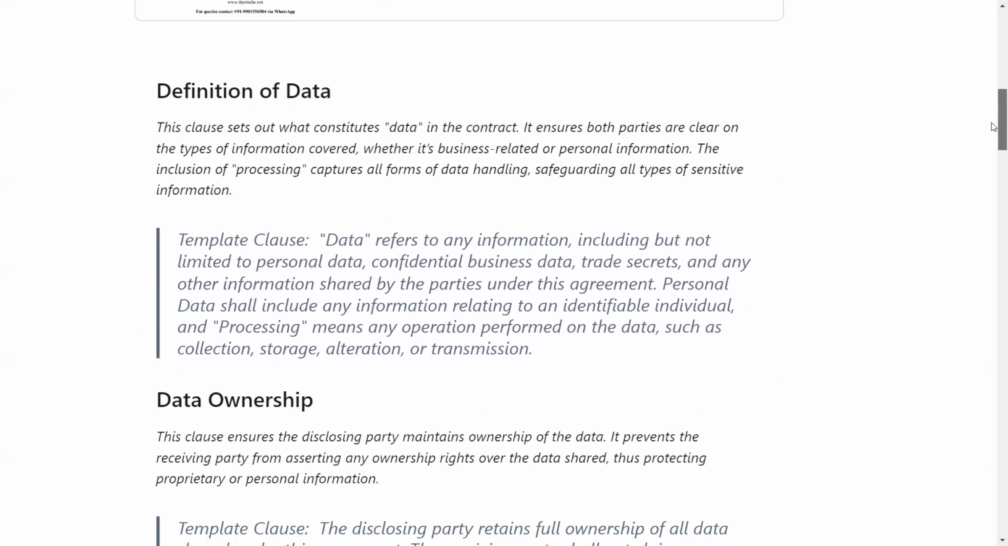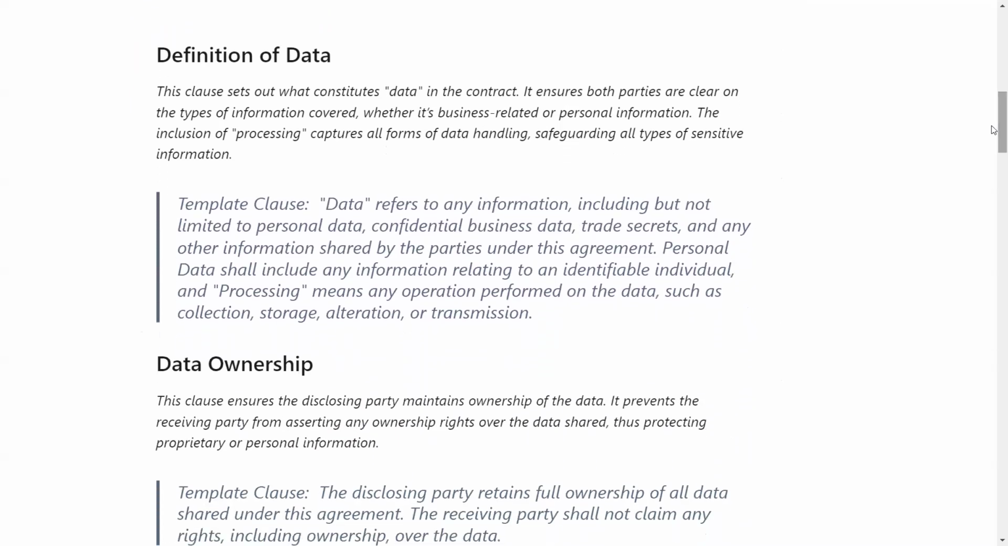Moving next, let us look at the definition of data. This clause sets out what constitutes data in the contract. It ensures both parties are clear on the type of information covered, whether it's business-related or personal information. The inclusion of processing captures all forms of data handling, safeguarding all types of sensitive information.